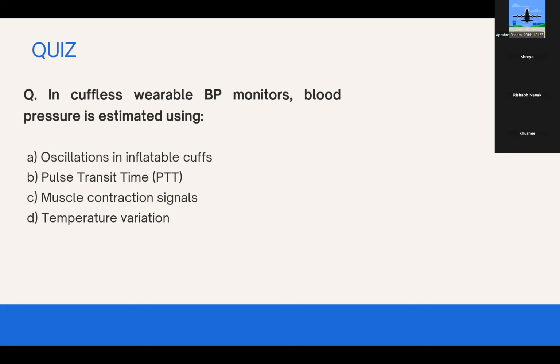Now we have the last question for our presentation. In cuffless wearable BP monitors, blood pressure is estimated using: first, oscillation in inflatable cuffs; second, pulse transit time; third, muscle contraction signals; and fourth, temperature variation. Let's see the answer. Answer is B, pulse transit time, PTT. Next slide.